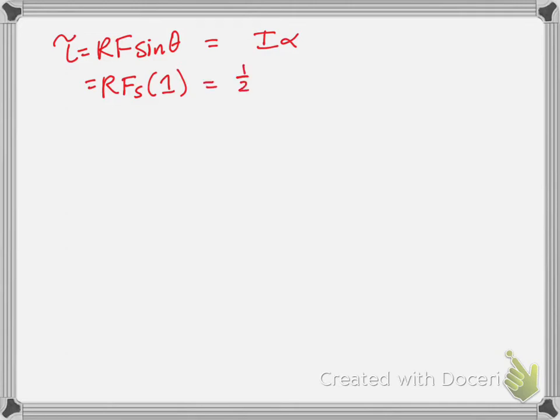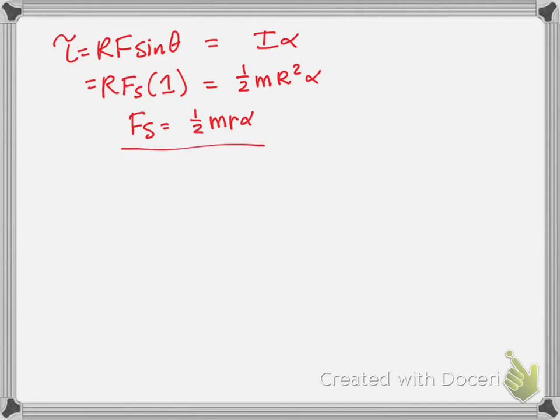I for the disk is 1/2 mr squared. And we have our alpha in here. So now we have an expression for the static friction force. It's 1/2 mr alpha. One of the radius cancels out. So that's our expression for the static friction force.